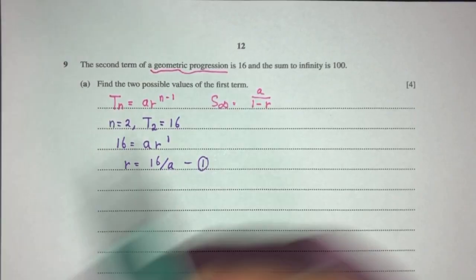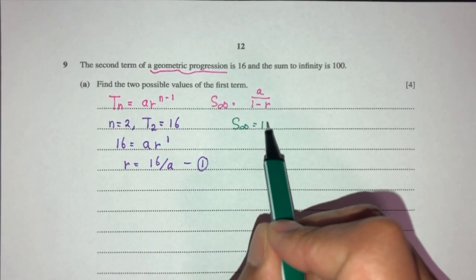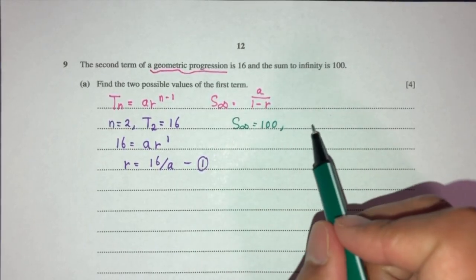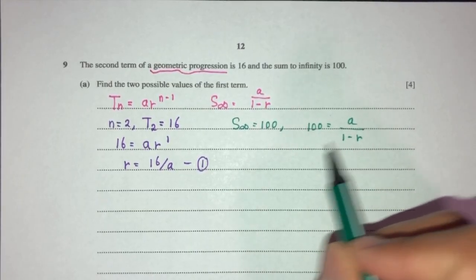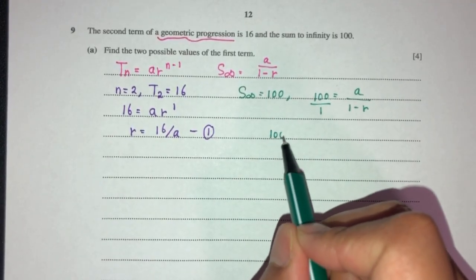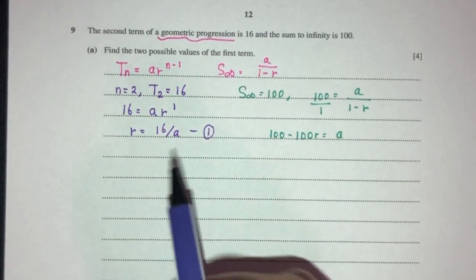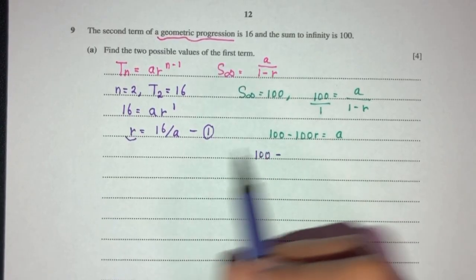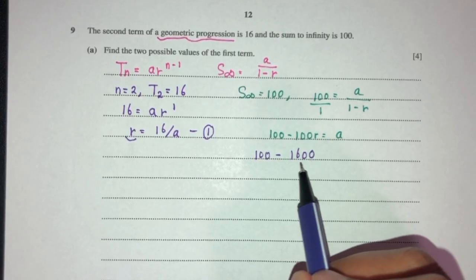Now over here, the sum to infinity was given to you as 100. So we just replace: that will become 100 is equal to a over 1 minus r. Now we can just cross multiply. That will become 100 minus 100r is equal to a. Now replace r with this: 100 times 16 over a, that should become 1600 over a.